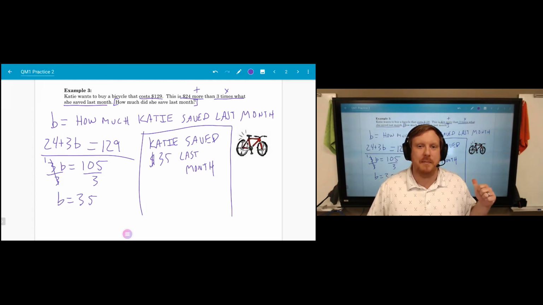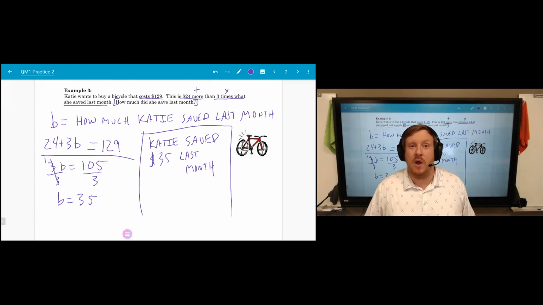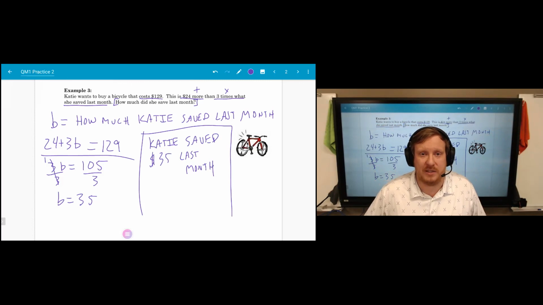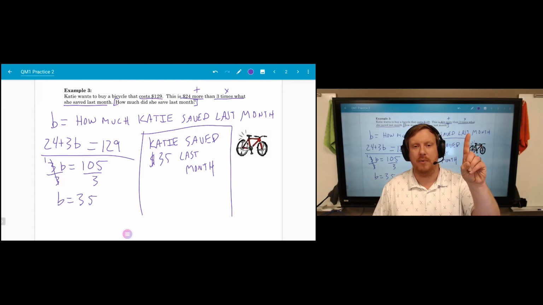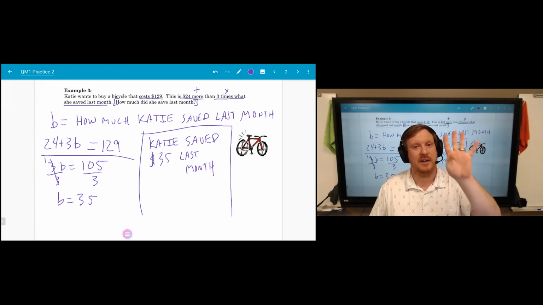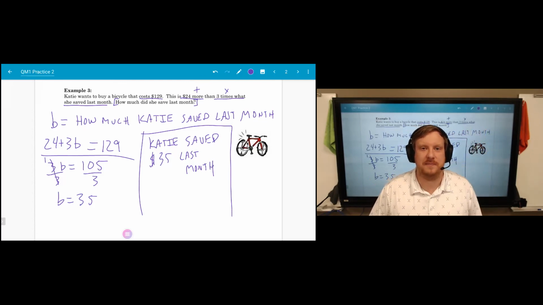Use these same steps to figure those out. Also, if you're having trouble with practice 1, that's okay. Ask me questions, but also take this model and try it out there. Underline important information, define your variable, write the equation, solve the equation, check your solutions.